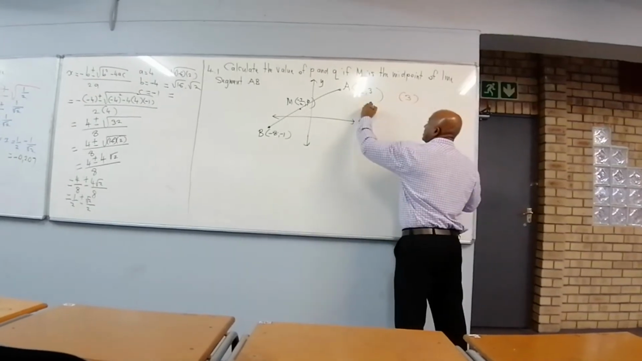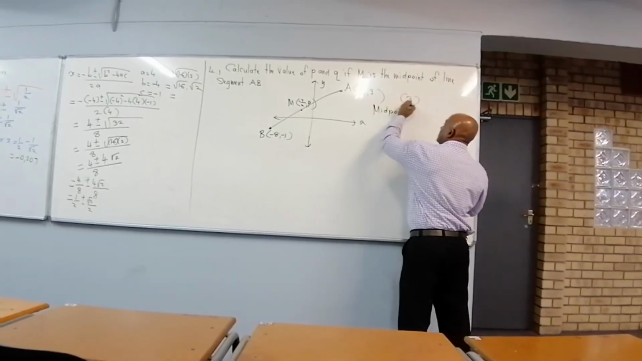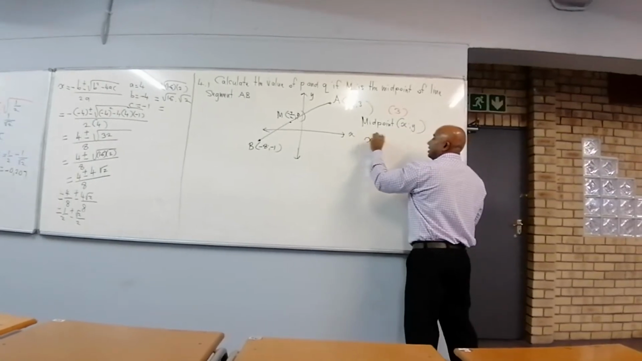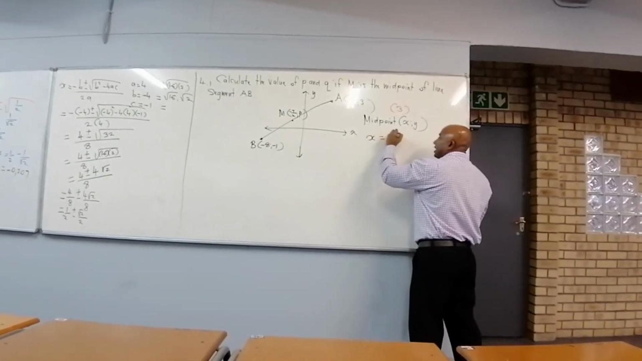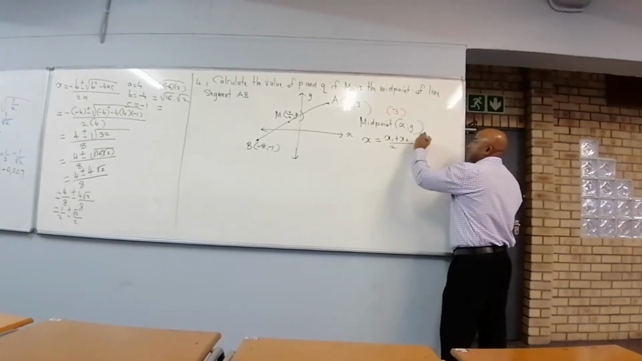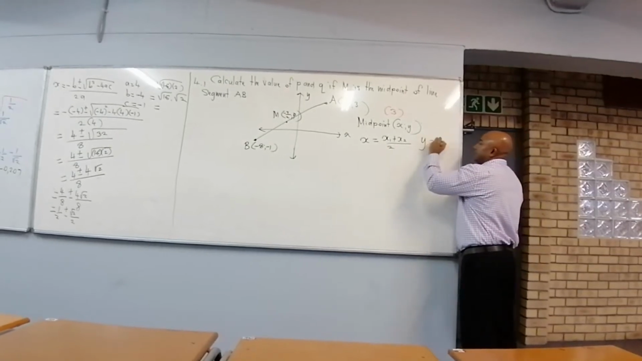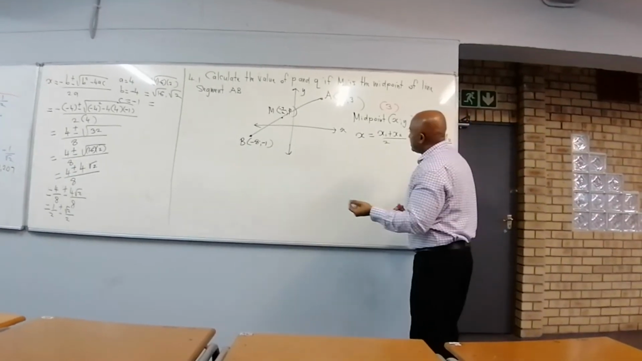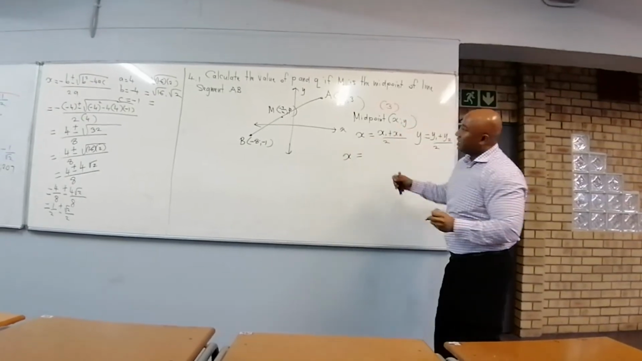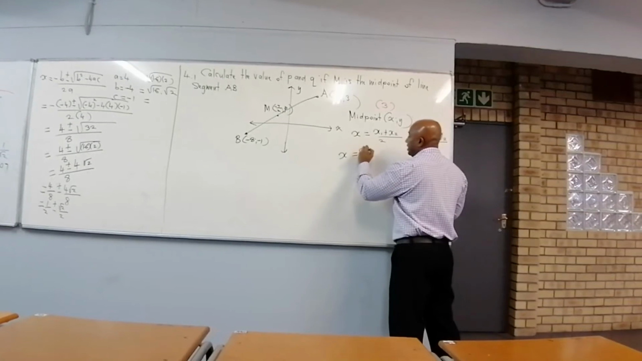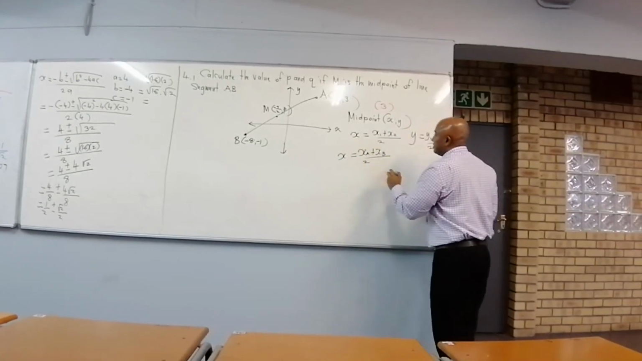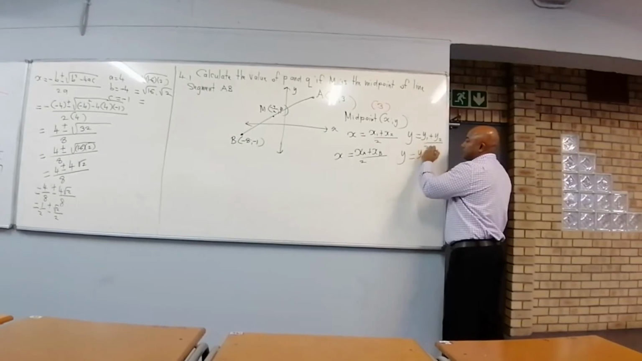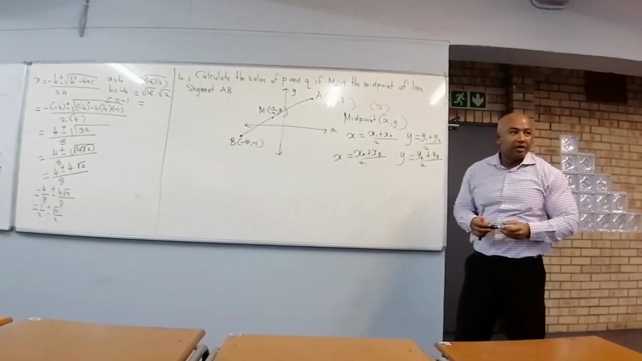So your midpoint, let's call it xy. To find the x value of the midpoint, it's going to equal x1 plus x2 over 2. And to find the y value of the midpoint, it's going to be y1 plus y2 over 2. So in this case, let's be specific. To find the midpoint, it's going to be xa plus xb over 2, and the y value at point A plus the y value at point B divided by 2. That is the midpoint formula.